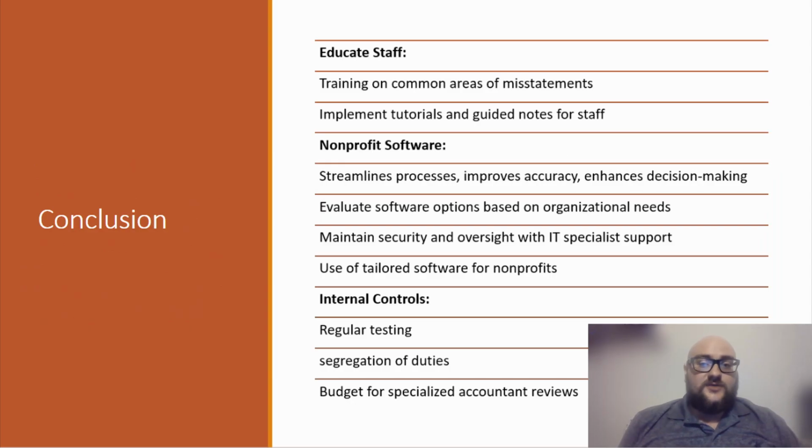In conclusion, when it comes to nonprofit organizations, because of their high use of volunteer staff, when it comes to accounting and bookkeeping for these types of organization, it's important that the staff is trained on common areas of misstatements, and there are easy guided notes or tutorials for these staff members to utilize in order to ensure the integrity of these nonprofit organizations. When it comes to the software that these nonprofit organizations would like to use, it is important for them to focus on streamlining the process and improving the accuracy of their accounting system, as well as evaluating the software options based on their needs.